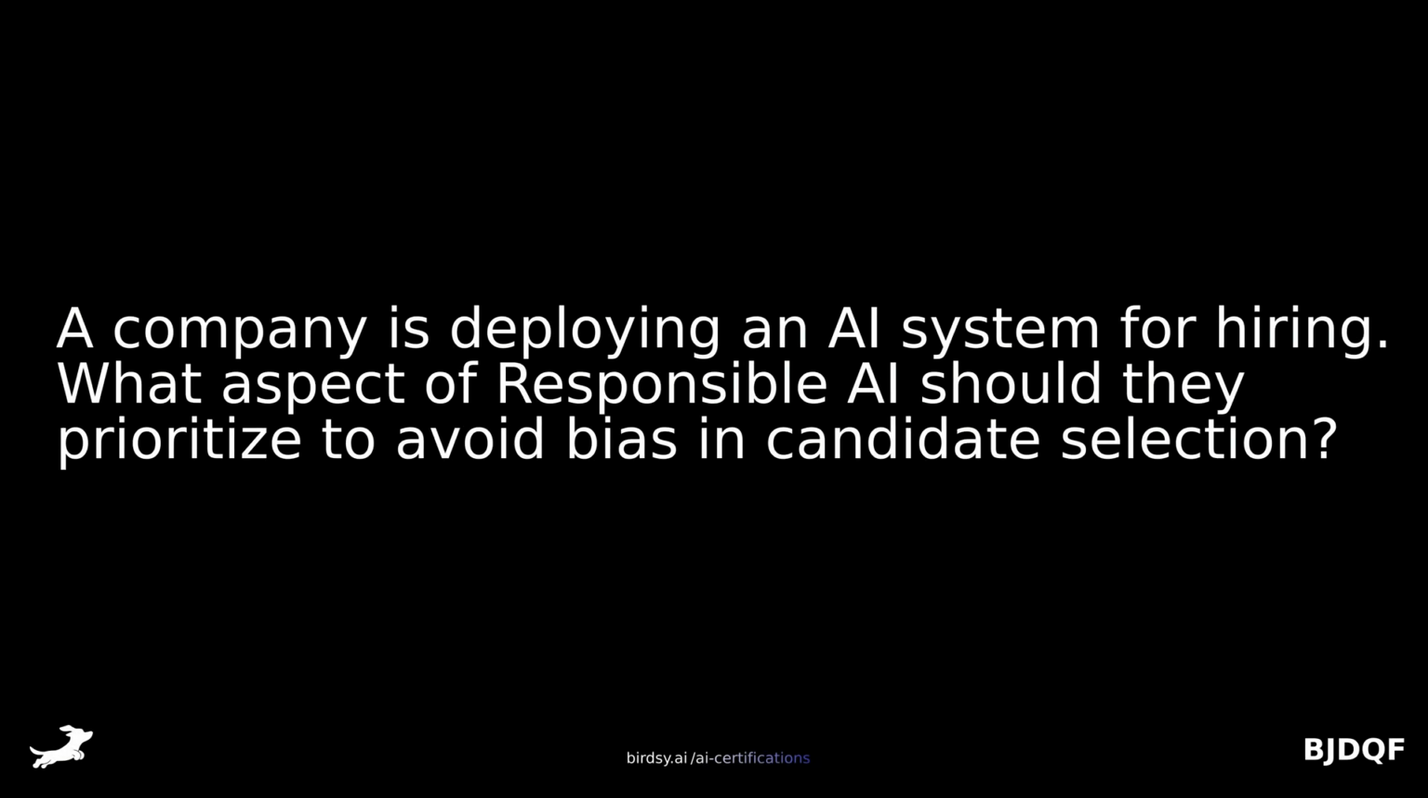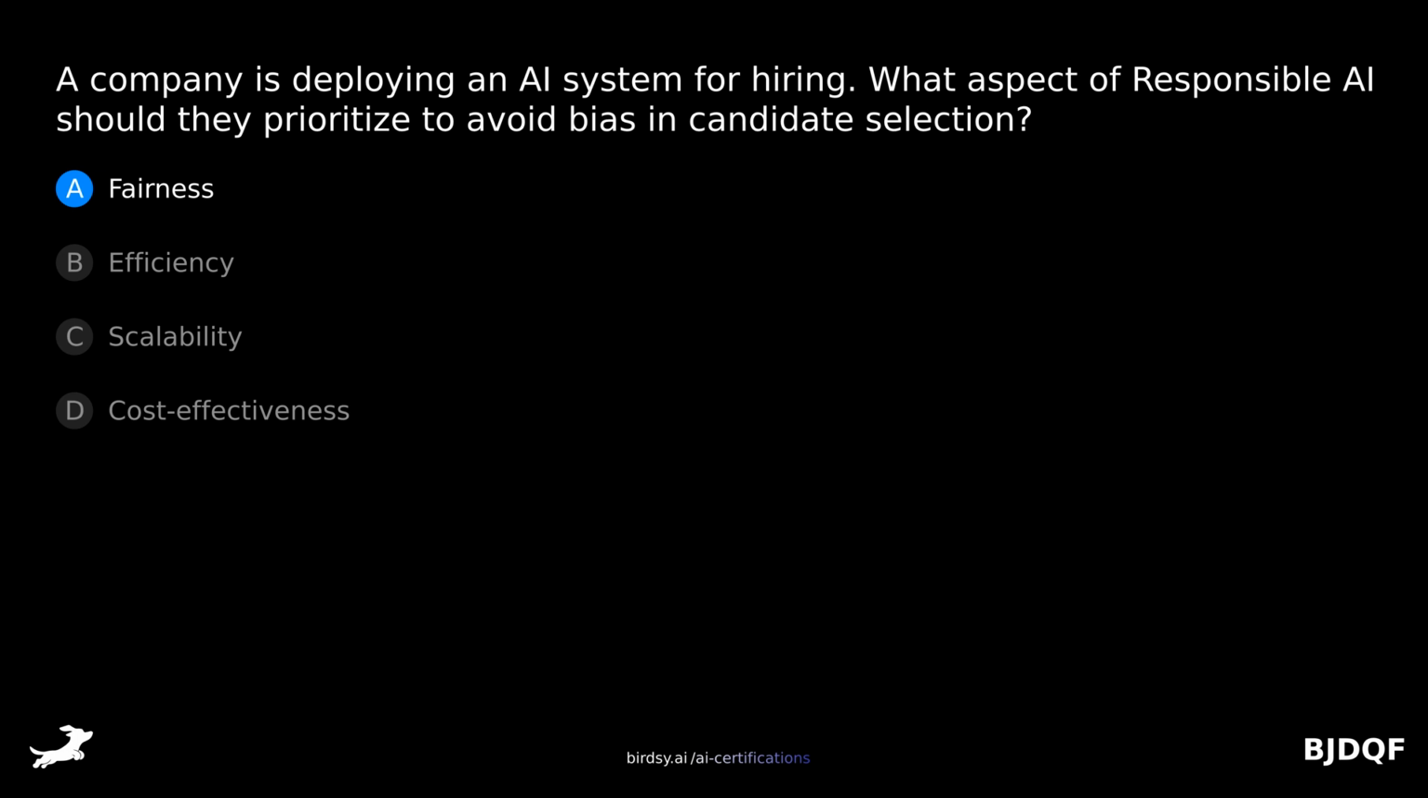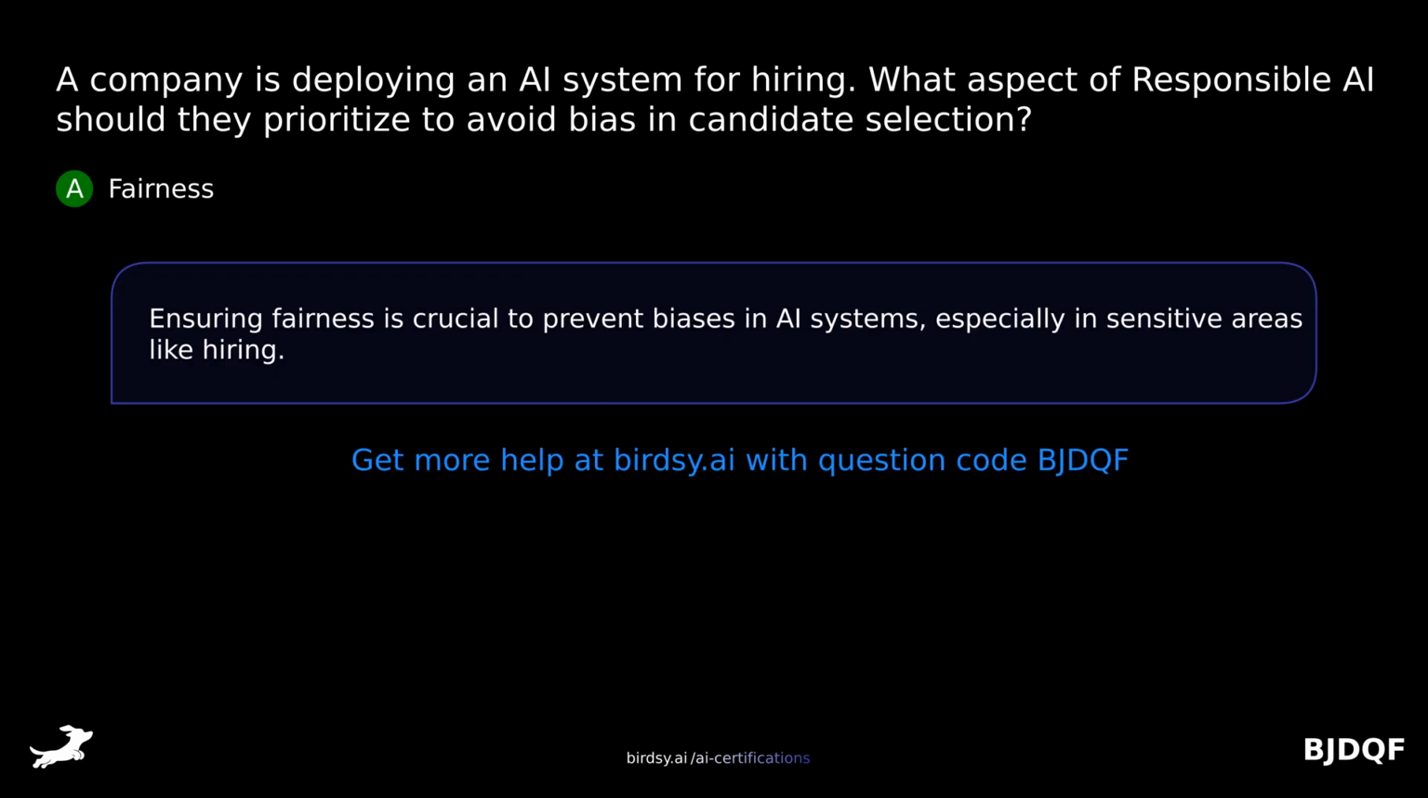A company is deploying an AI system for hiring. What aspect of responsible AI should they prioritize to avoid bias in candidate selection? Is it A, fairness? B, efficiency? C, scalability? Or D, cost-effectiveness? The answer is A, fairness. Ensuring fairness is crucial to prevent biases in AI systems, especially in sensitive areas like hiring.